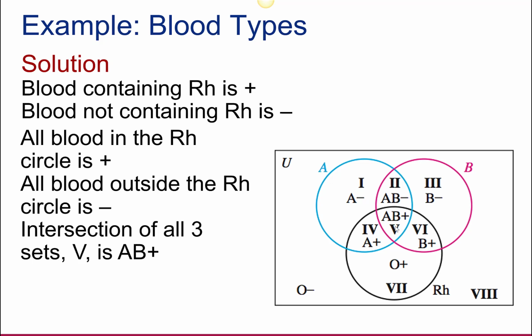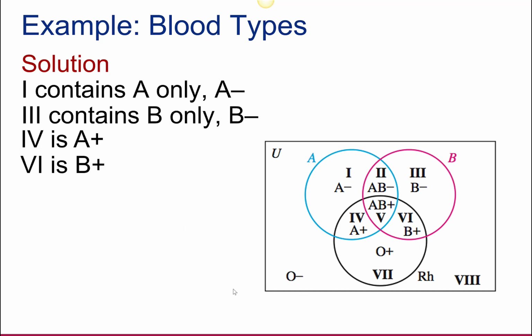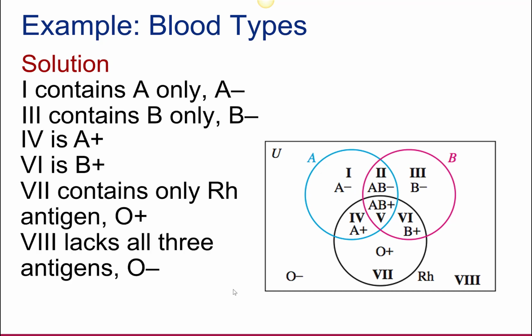And if you notice in the center here, this is AB positive. Now, if you go up here, it's AB negative. Down here we have set A and positive, so it's A positive. Over here is B and Rh positive, so B positive. Then we go up here to region 1, A negative, region 3, B negative, region 7, O positive, and O negative is back here in region number 8. And you have a homework problem that's similar to this one.